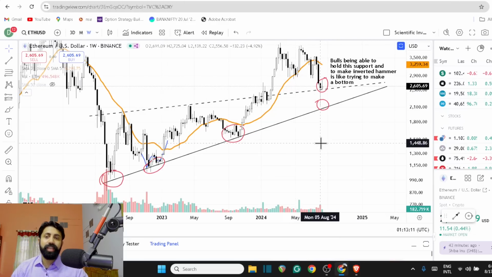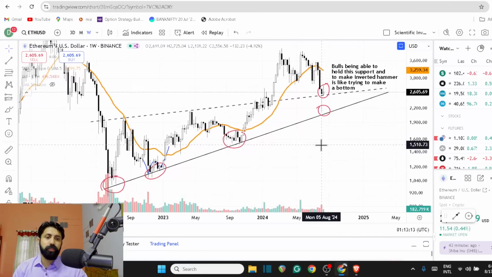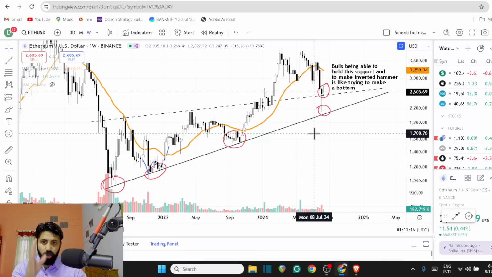Fine. Does Ether support this with its price action? The weekly close is coming.